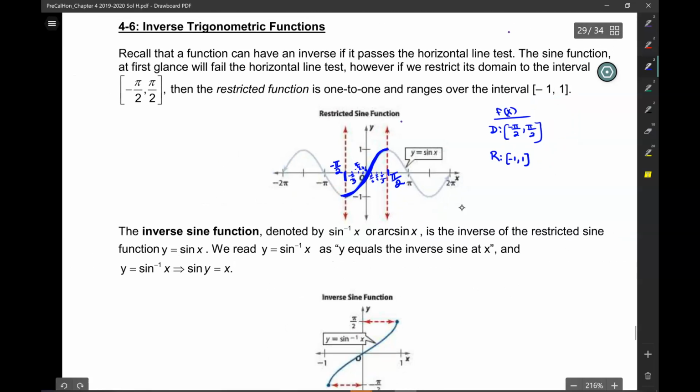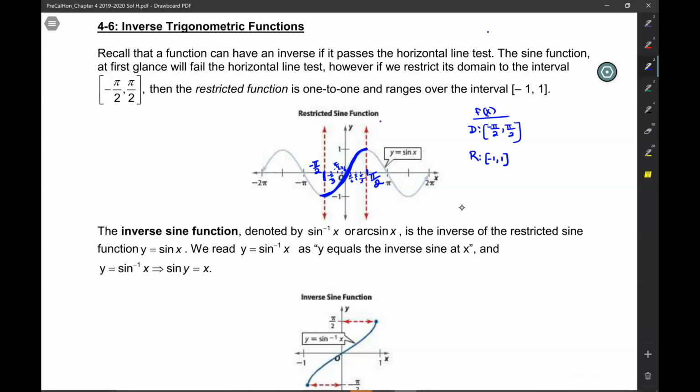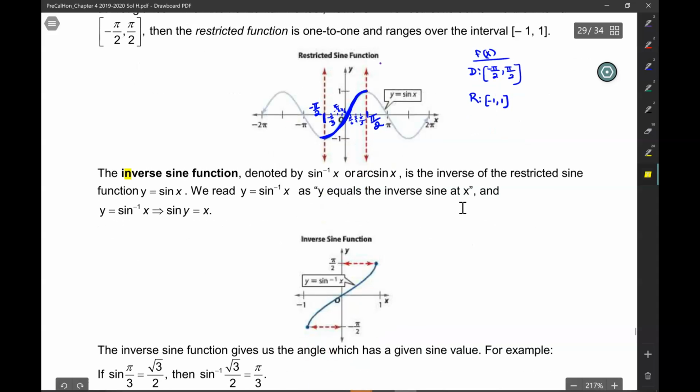All right, so now that we've done that, we can find the inverse sine function. The inverse sine function is written like this. Remember, f inverse, sine inverse, or arc sine of x. These are synonyms. You could interchange them. Now, take a look here. This is a graph of the inverse sine function on the bottom.